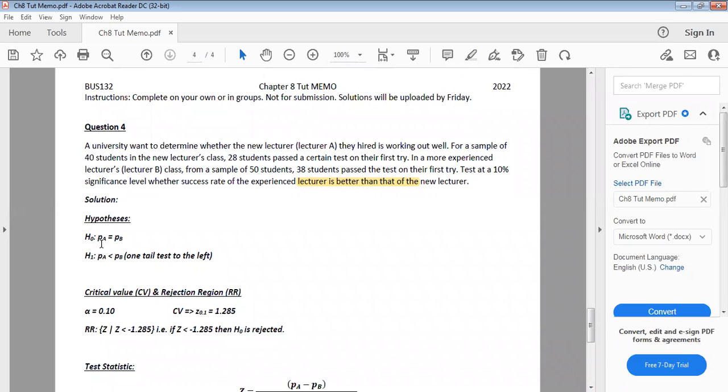So what they're asking you now, hypothesis, is whether PA is equal to PB, okay? But they're asking if the new lecture, which is PA, so they're asking whether the experienced lecture is better than that of the new lecture. So this one, PA, which is your new lecture, must be less than PB. PB is better. So that's why PB is better, PA is less than PB. Always remember what they start you with, this must be the first thing that must be there. Okay, so it's a one-tailed test.